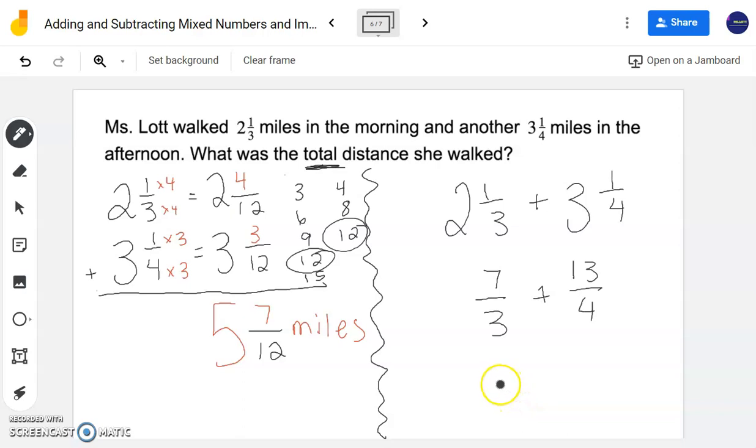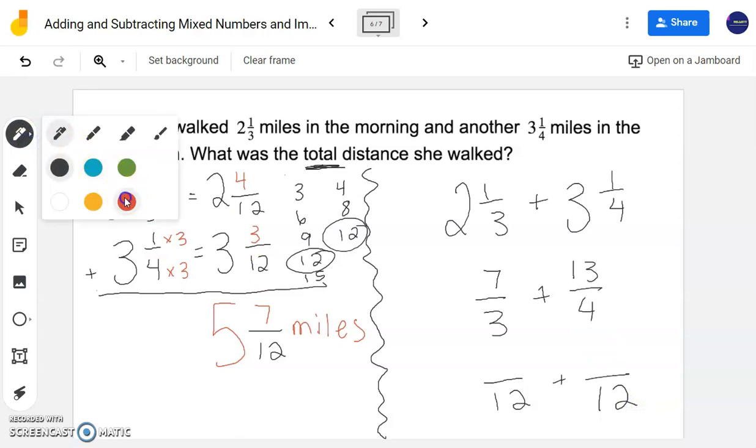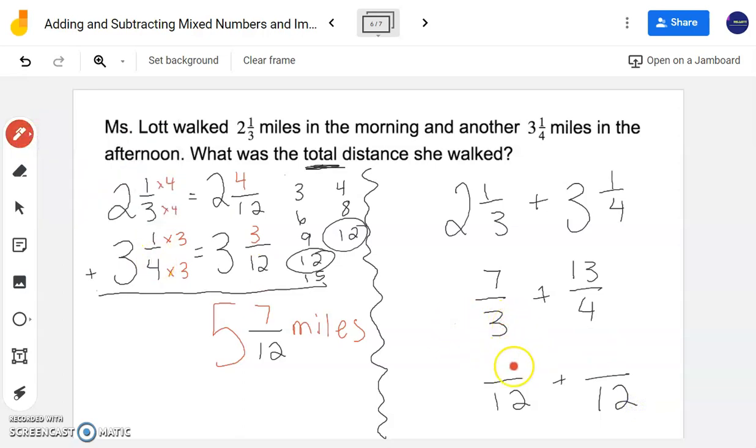But I'm like, wait, my denominators are not the same. Fortunately, same denominators as when it was a mixed number, so same least common denominator. How great is that? We already have the work. So now let's determine this. 3 times something gives me 12. Well, 3 times 4 is 12. So 7 times 4 is 28. Now here I have 4 times 3 is 12. So 13 times 3, and if you have to write this out on the side, that's totally fine, is 39.